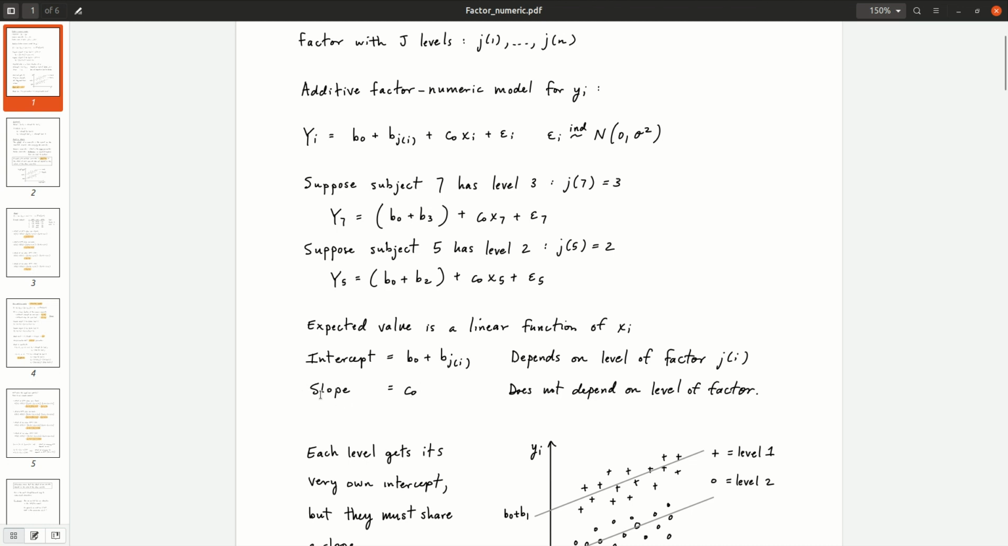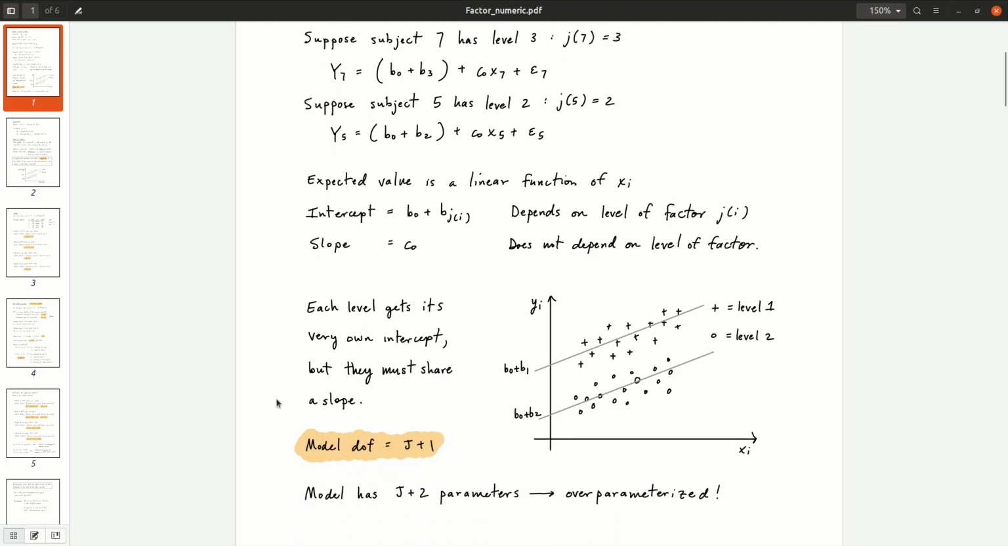So this is a case where we can think of this additive factor numeric model for yi as a model whose expected value is a linear function of xi, but the intercepts depend on the level of the factor, but the slopes do not. There's a common slope. So just to say that in words again, each level gets its very own intercept, but they must share a slope.